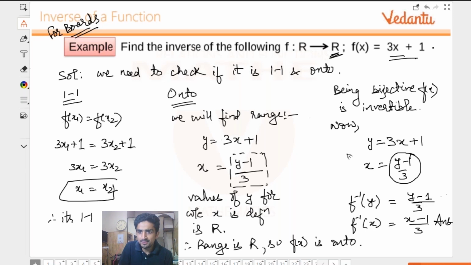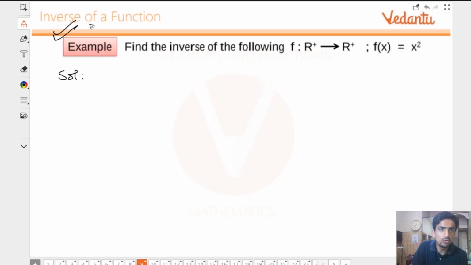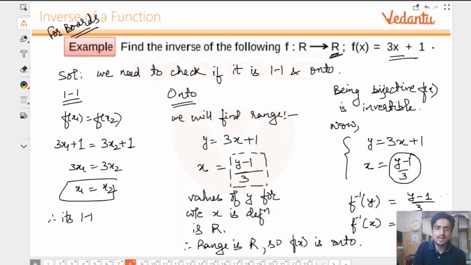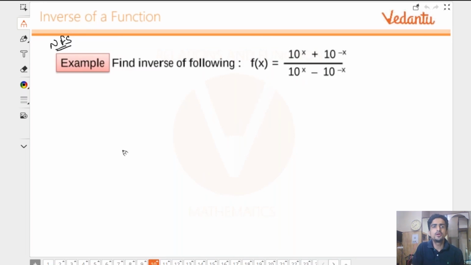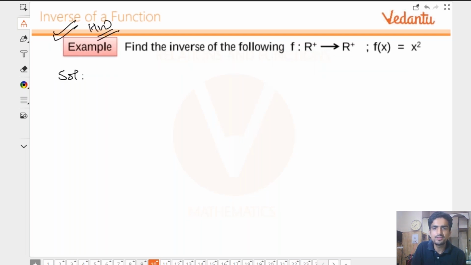Okay, so that is how we find the inverse. Simple procedure. Now this is somewhat I'm leaving upon you. Just do it the way I have done it here. If you have any doubt, you have to ask me. Okay. Now I'm going toward good questions. Beta, R plus means positive reals. Positive reals, nothing else.